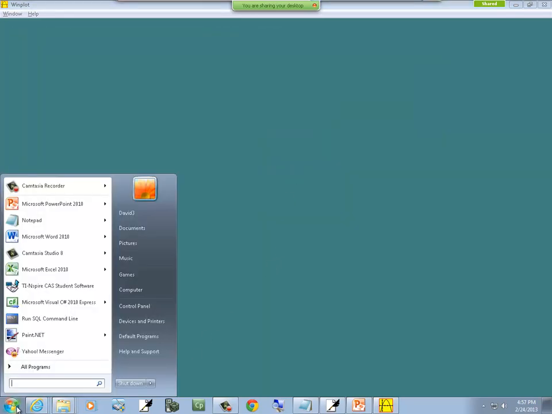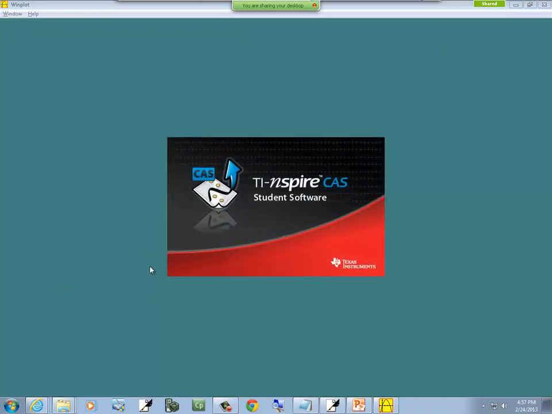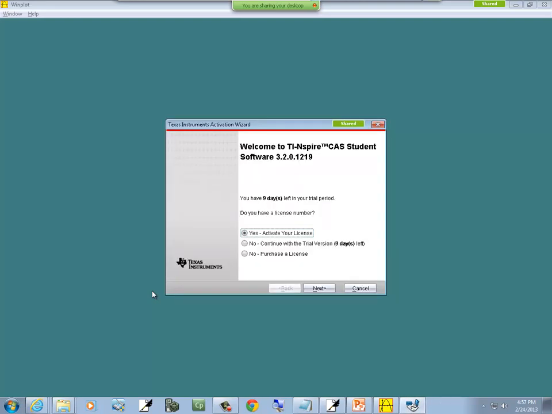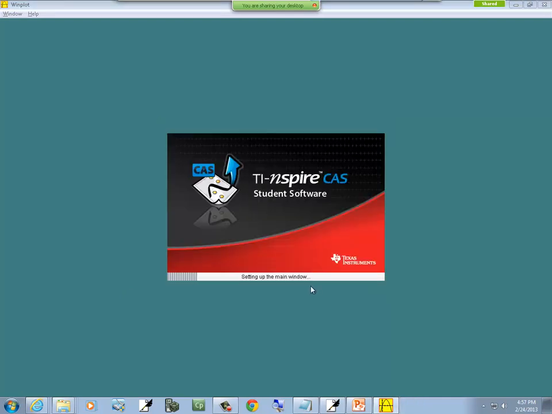Let me try one other package. TI Inspire, assuming my trial version hasn't run out. I haven't bought this package yet. Still not quite convinced I want to. I seem to be having better luck with my free program, WinPlot. 9 days left. I guess I've got to decide here pretty soon. Continue with my trial. The WinPlot isn't perfect either.